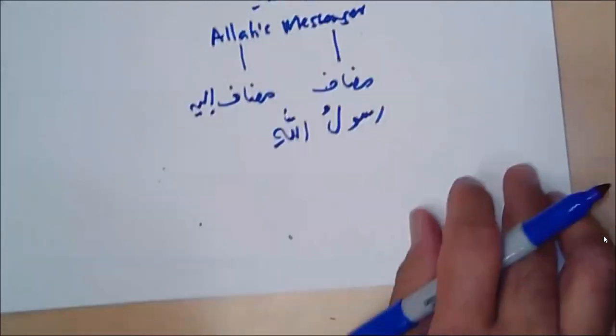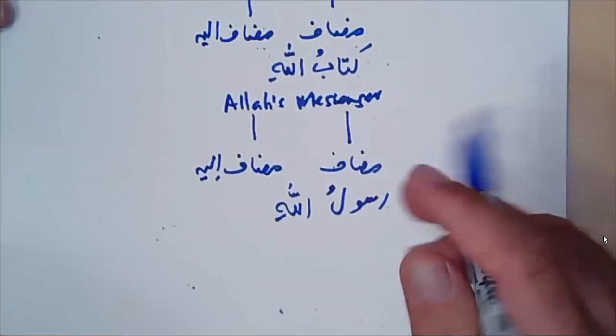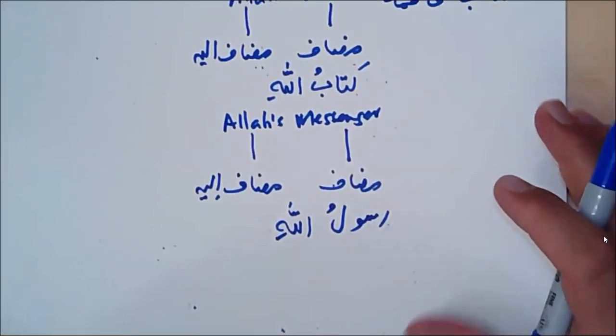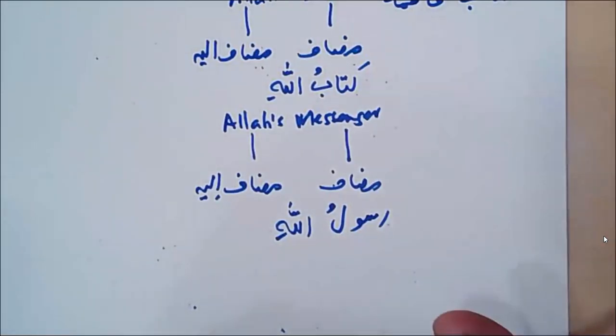Similarly, I'm going to ask you in English and you give me the Arabic. I say Allah's help. Nasrullahi, mashallah. Allah's punishment. Azabullahi. Mashallah, you got it. See, now alhamdulillah, you're making it yourself without even writing it down. So, let's go to another example.